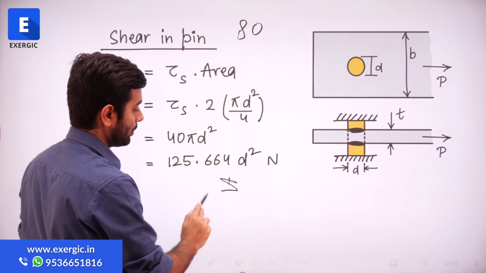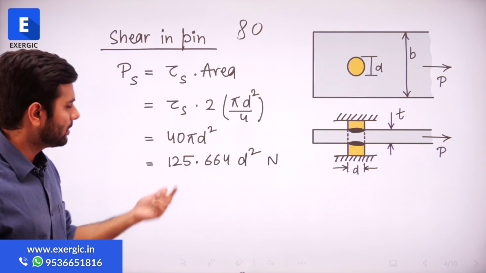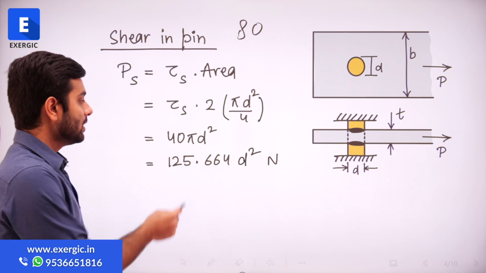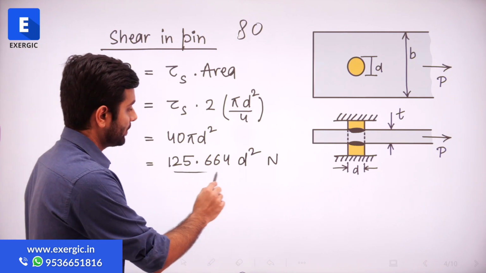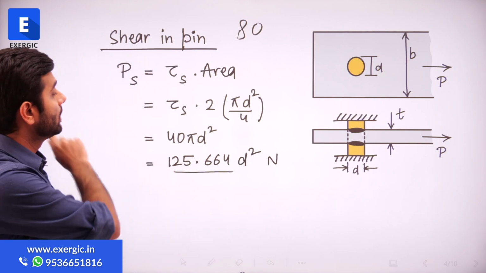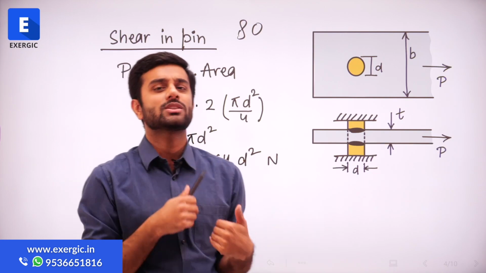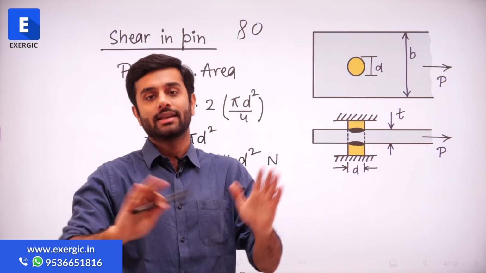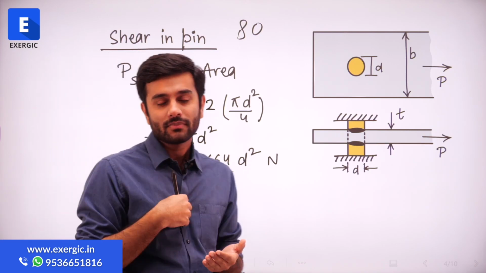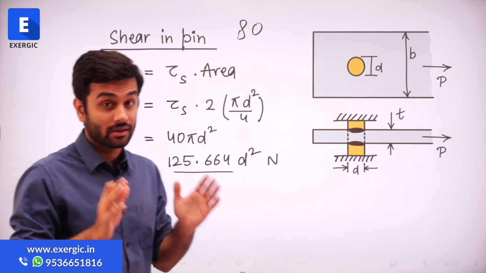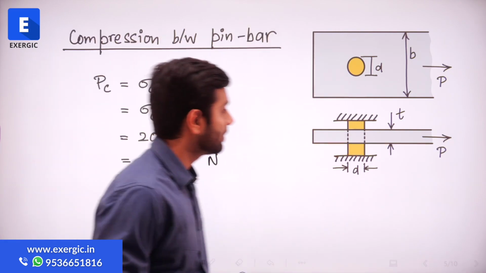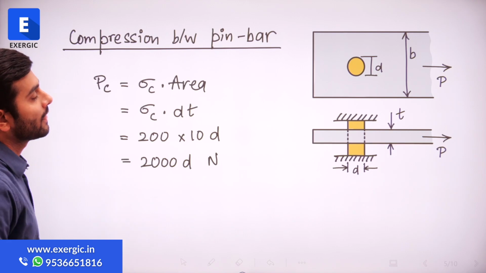Put the value of pi and multiply. If you don't want to multiply, you can just leave it there also, but I have done it. So 40 pi is equal to 125.664, multiplied by d square Newton. This is the value of PS. I am sure up to this point, nothing is new, nothing is difficult. Consider the discussion up to this point just like a revision, right? But the real thing is yet to begin after this slide.